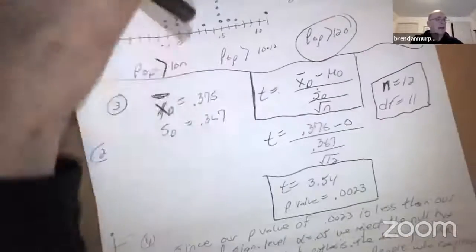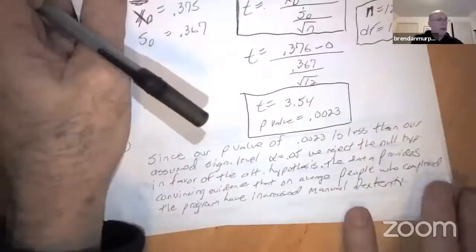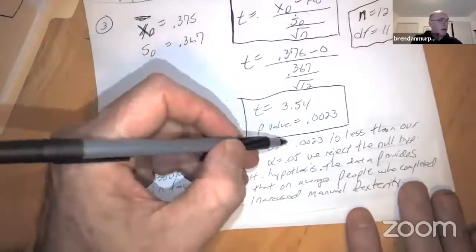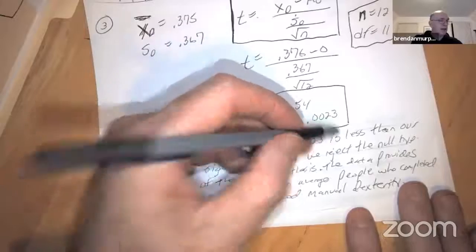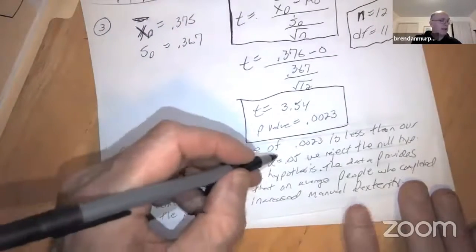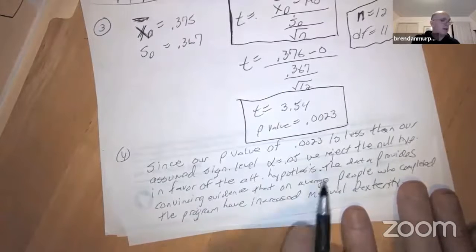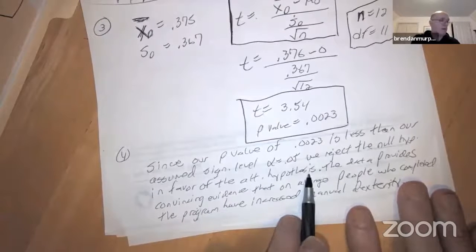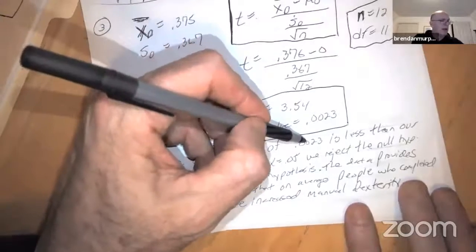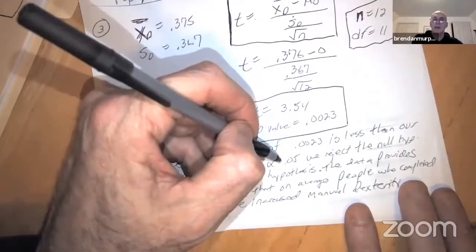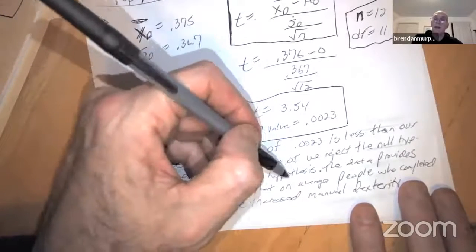So again, if you've seen any of my sessions, this is probably going to feel somewhat generic, but since our p-value of 0.0023 is less than our assumed significance level alpha of 0.05, we reject the null hypothesis in favor of the alternative. So that I pretty much say for all hypothesis testing. That sentence is sort of the same. I've got my p-value in there. I've got my assumed significance level. I've compared them. I've linked them.